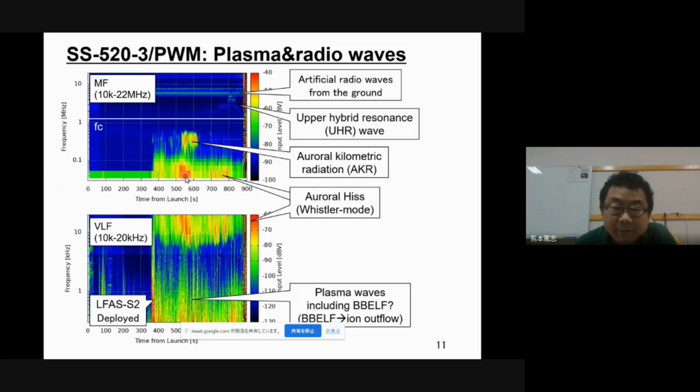We can see auroral hiss here, probably generated by the precipitating auroral electrons, and this is auroral kilometric radiation propagating from the magnetosphere higher altitude range. And these are plasma waves, including BBELF, broadband extremely low frequency plasma waves, probably associated with ion outflow in Dayside auroral cusp region. In addition to these natural plasma waves, we can also see the local resonance plasma waves here, and we can also see the artificial radio waves propagating from the ground in this spectrogram.